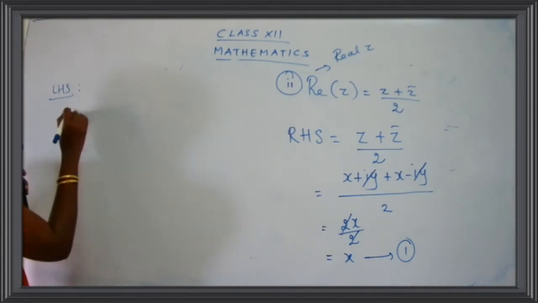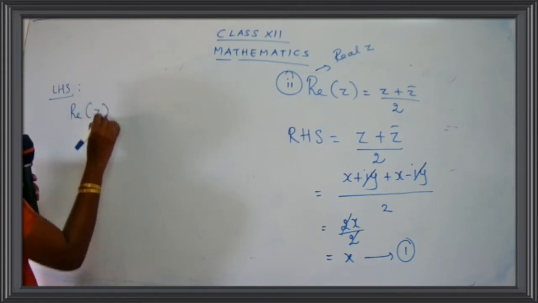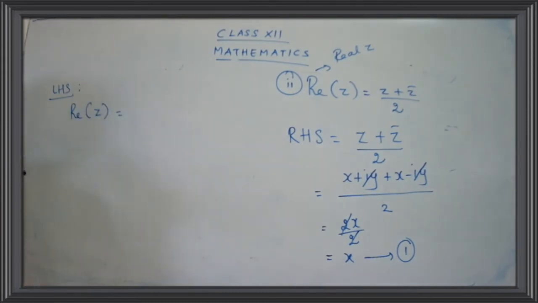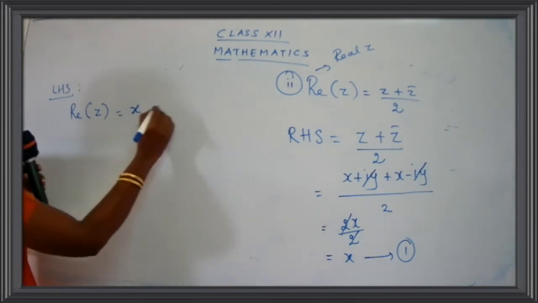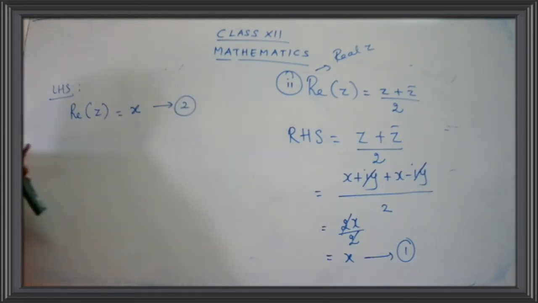Real z. What is the real part of z? The real part of z is x. Yes, that's all. A single line. So just put this as number 2. What is the real part of z? It's x. Do not get confused, children.